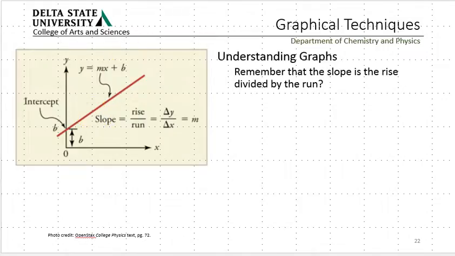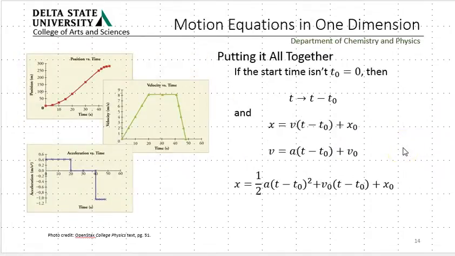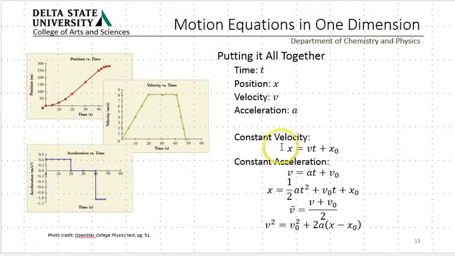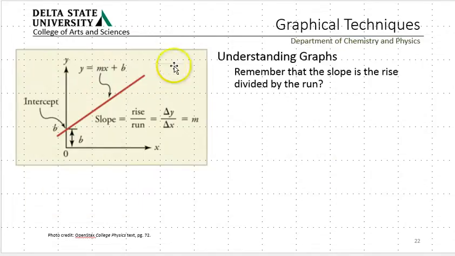If we go back to our linear equations, x equals vt plus x naught. So this is the same form. And under constant acceleration, v equals at plus v naught, the same form. So we're talking about the slope, right? And if it's just a straight line, it's pretty straightforward. The slope is all we need.